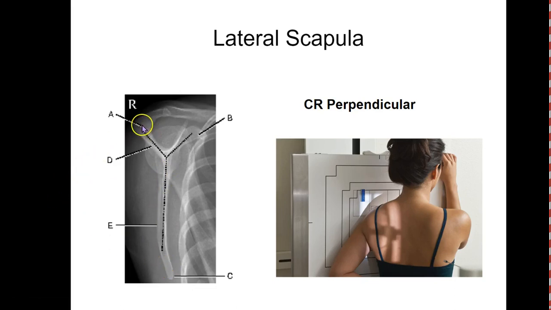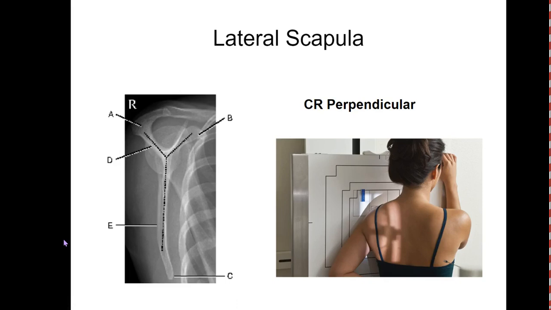So A, remember this is part of the Y, the top of the Y rather. This is the acromion. B is the coracoid process seen here. C is the inferior angle. D is the spine of the scapula. And E is the body or the dorsal surface of the scapula.